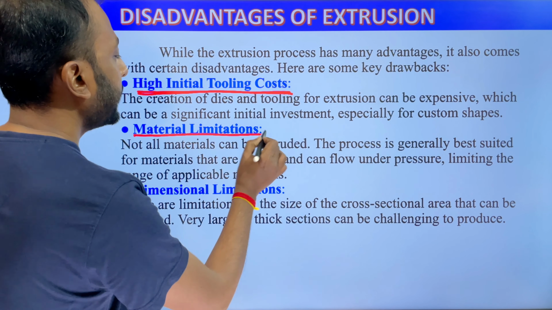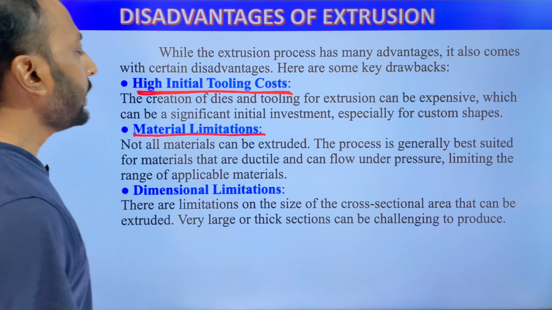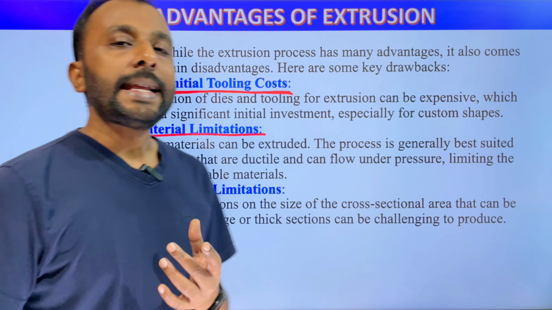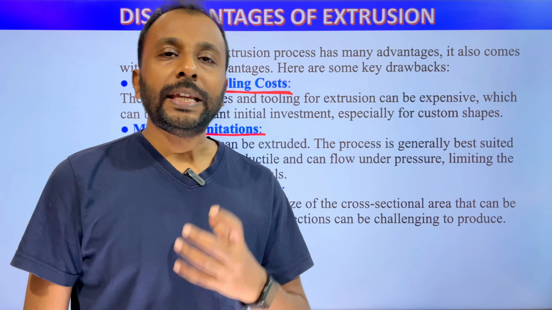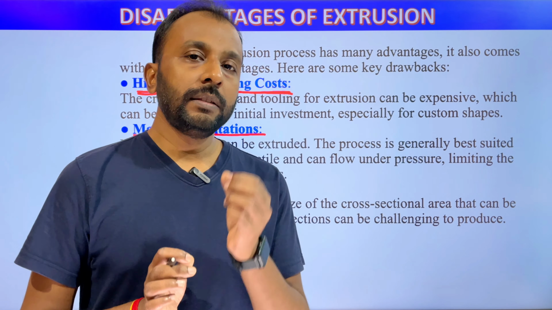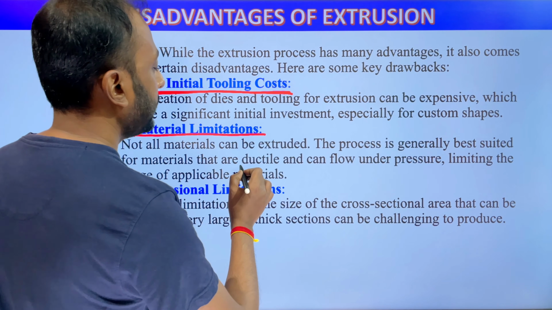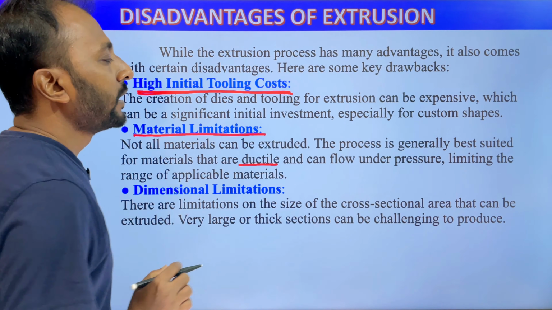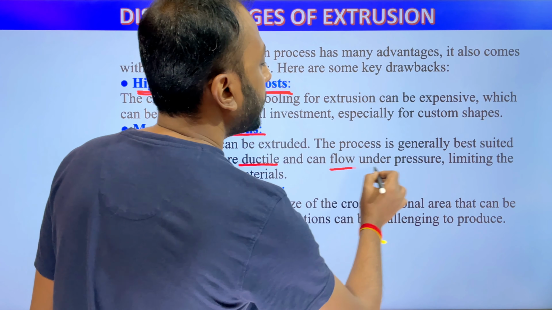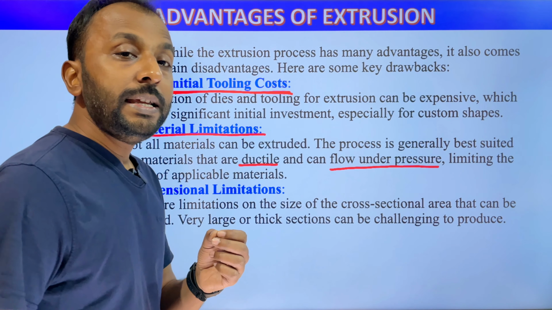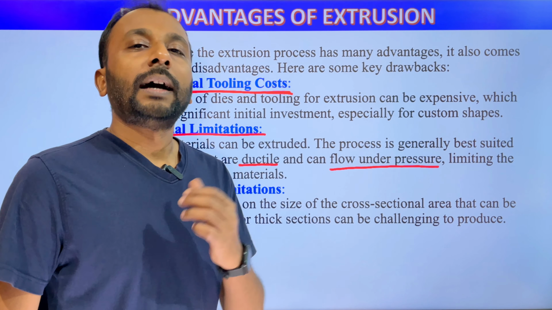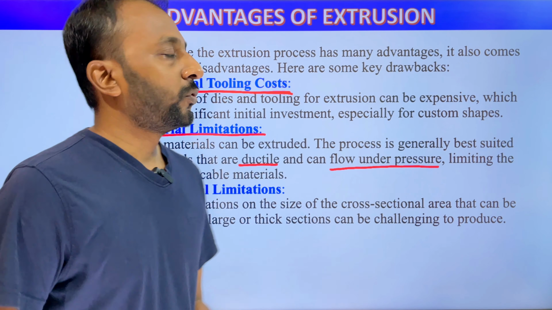Next is material limitations. Though there are many kinds of materials we can extrude in the extrusion process, there are a few limitations. Only metals which have ductile properties and can flow under pressure can be extruded. Other materials cannot be extruded.